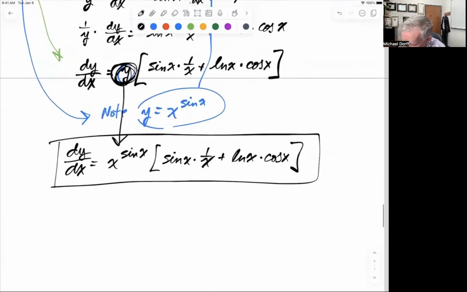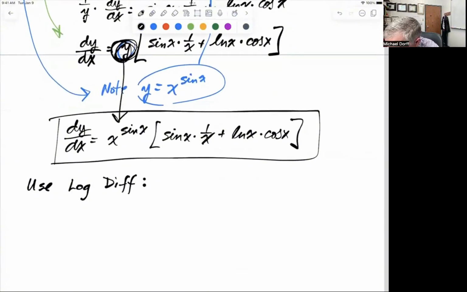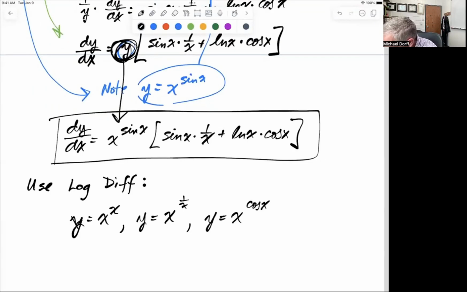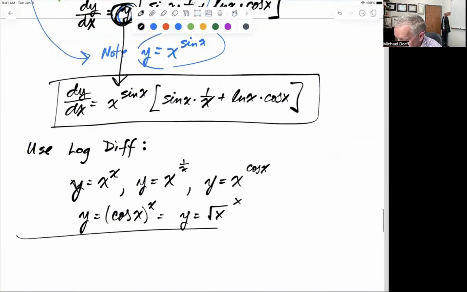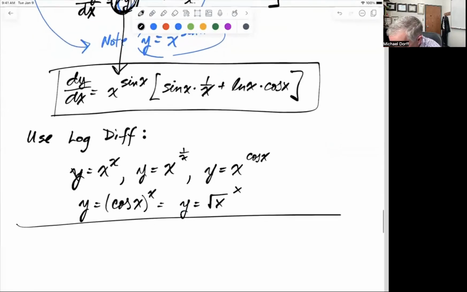So you'll see you use this logarithmic differentiation whenever you have the variable in the base and in the exponent. So some examples, if you had y equals x to the x, you would be using it. If you had y equals x to the 1 over x, you'd use it. If you had y equals x to the cosine x, you'd use it. You'd also use it if you had y equals cosine x all to the x power, or y equals square root of x to the x power. All those cases you'd use logarithmic differentiation in solving this.